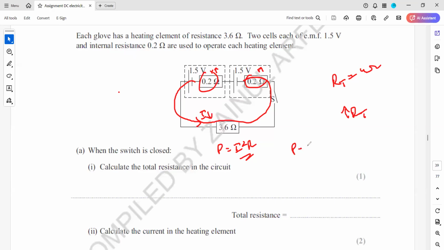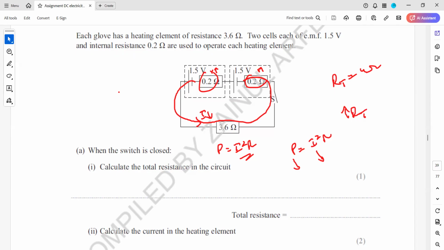And we have the formula P equals I squared R. So if the current is decreasing, the power output across this heating element will also decrease. So you can mention that the total resistance of the circuit will increase, so the current in the circuit will decrease. As a result, there is less power across the external resistor, or the heating element. Is it clear?